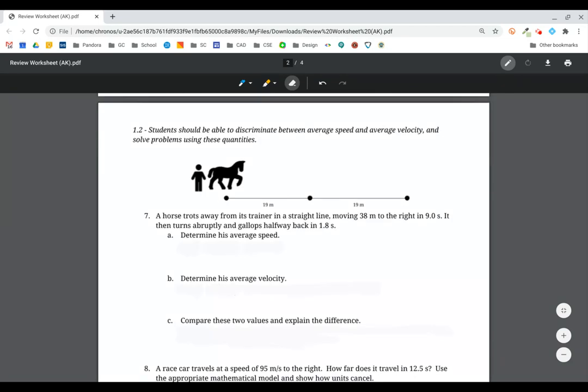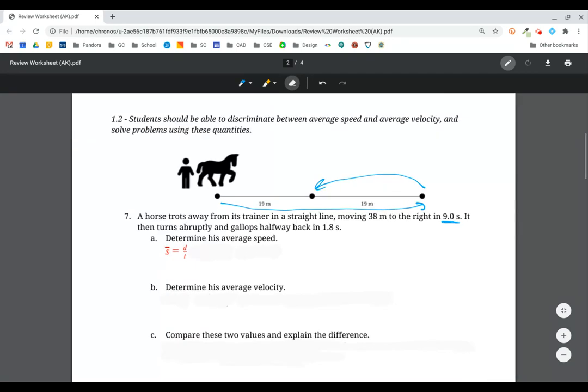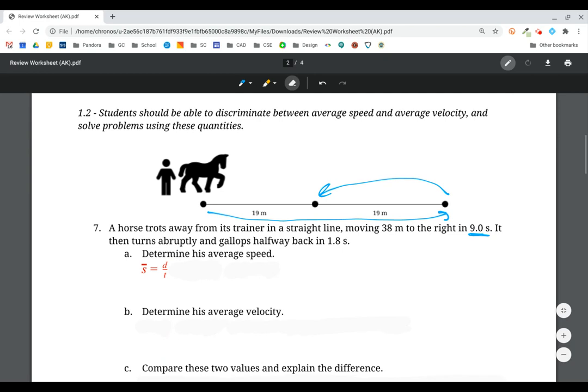For our second standard, we're thinking about speed and average velocity. So here we have a horse that's going to go 38 meters away from their trainer and then 19 meters back in a specific amount of time, 9 seconds. And so for the average speed, we're going to use this equation, which is distance divided by time.